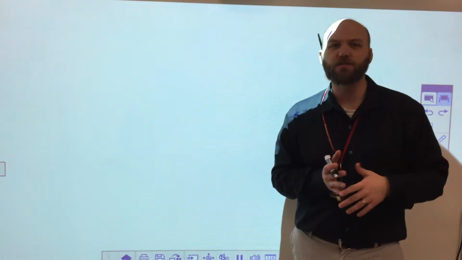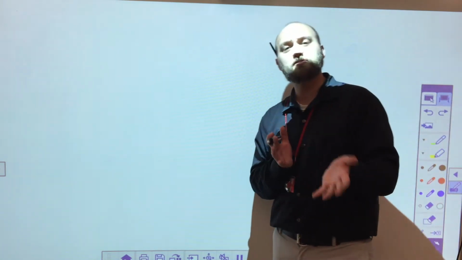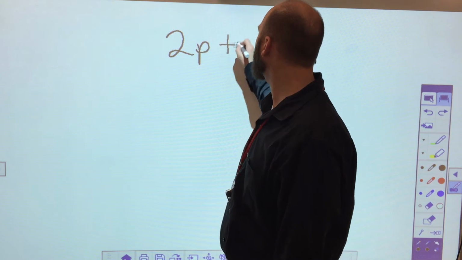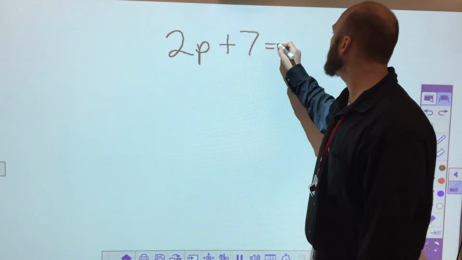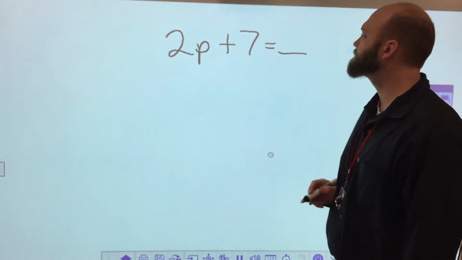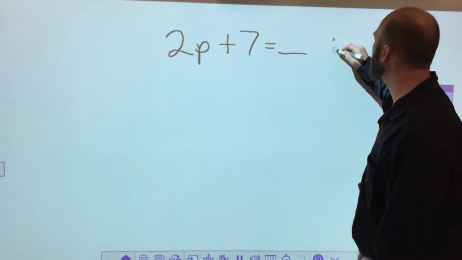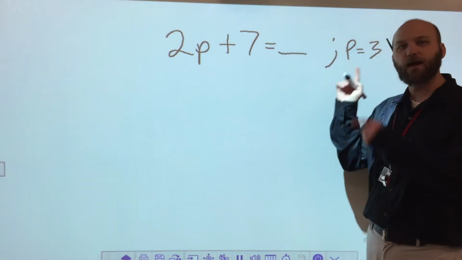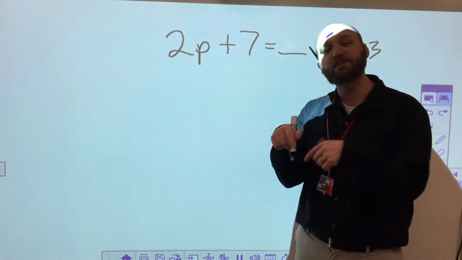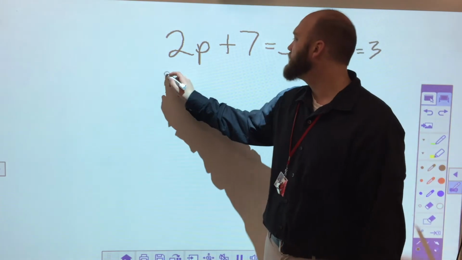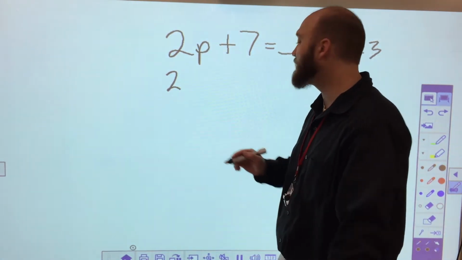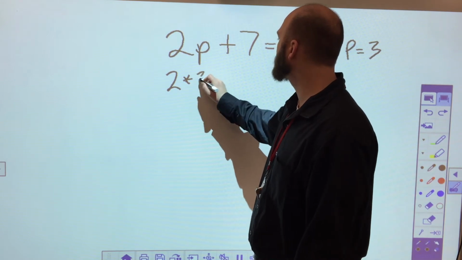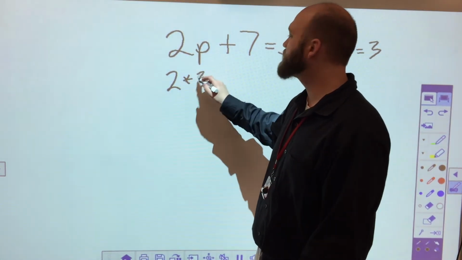They're going to help us out at first because they're going to give us what our variable stands for. So if I had, for example, 2p plus 7 equals what? And then they would tell me something like p is going to be equal to 3. So now I know a piece that I can put in to evaluate my algebraic expression. So this problem, remember, let's keep writing it down, right? 2 times p.